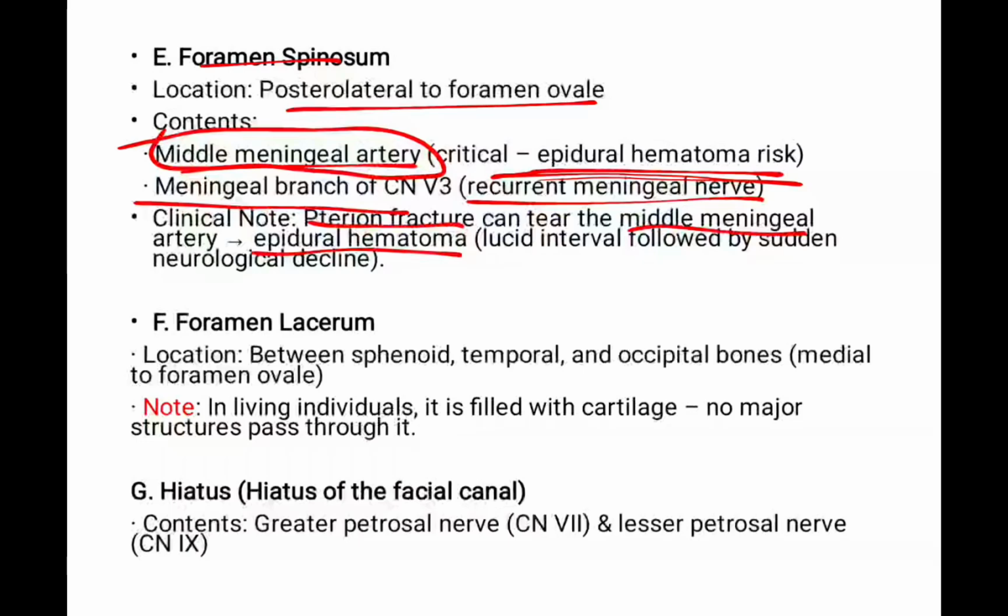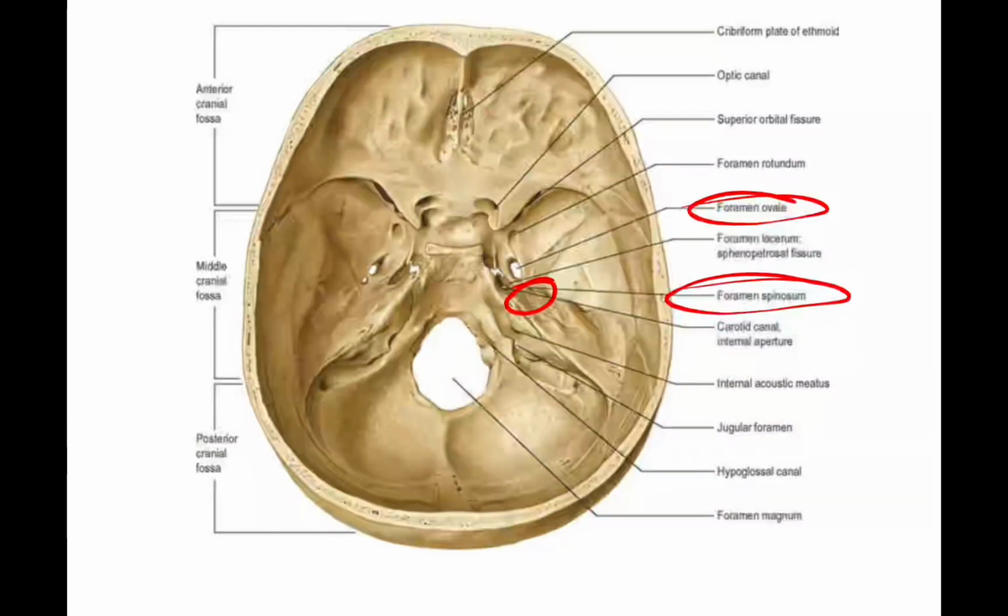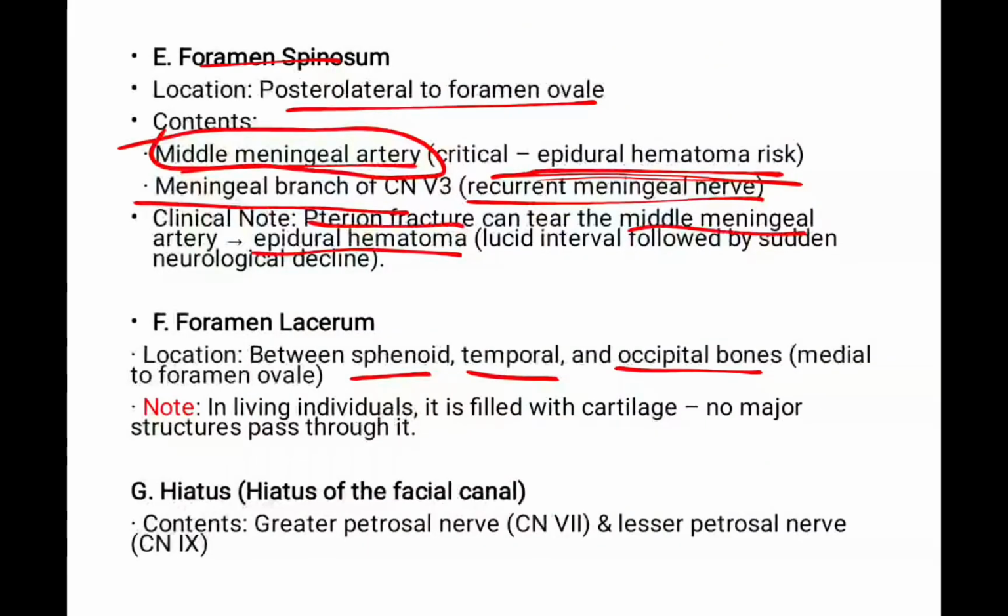We have foramen lacerum. Foramen lacerum is located between the sphenoid, temporal, and occipital bones, medial to foramen ovale. You can see it here. It is posteromedial specifically to the foramen ovale. In the living, this foramen is filled with a cartilage called the basilar cartilage. Because it is filled with cartilage, no major structure passes through it. So there's really no structure passing through foramen lacerum.